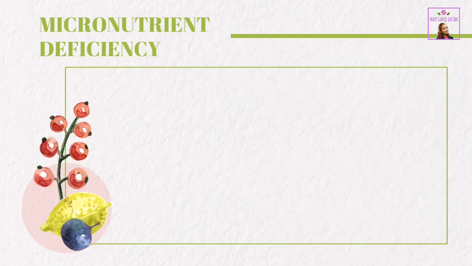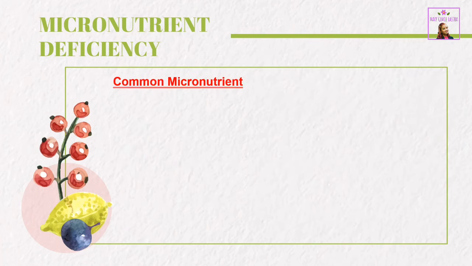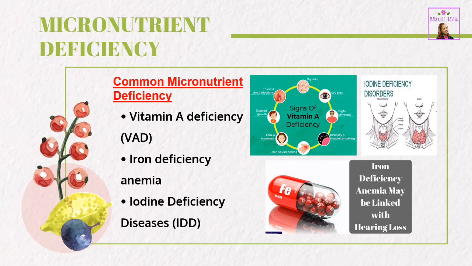Micronutrient deficiency are diseases caused by deficiency of vitamins or minerals in the diet and can cause several diseases. Micronutrients are nutrients needed by the body in smaller amount and can be found in foods rich in vitamins and minerals. Common micronutrient deficiency: vitamin A deficiency, VAD, iron deficiency anemia, iodine deficiency diseases, IDD.